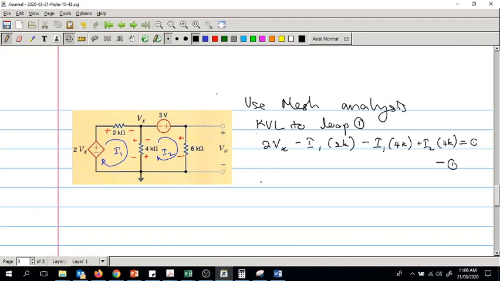For loop 2, KVL to loop 2, you get minus I2 4k plus I1 4k plus 3 minus I2 6k equal to 0.